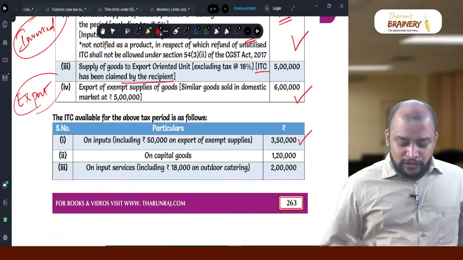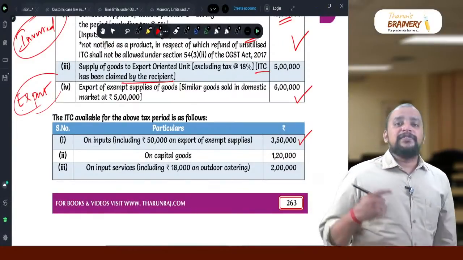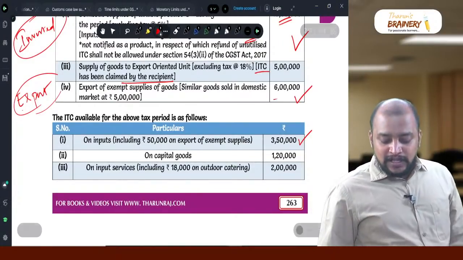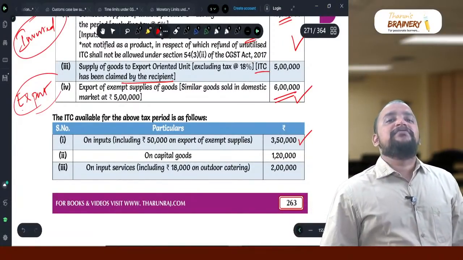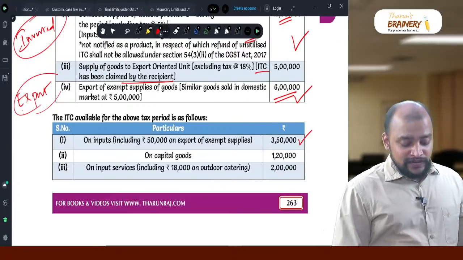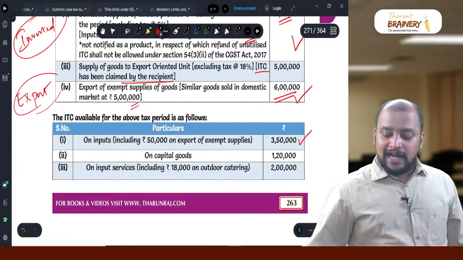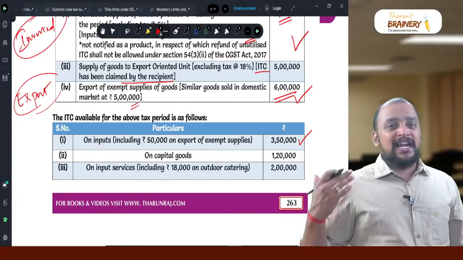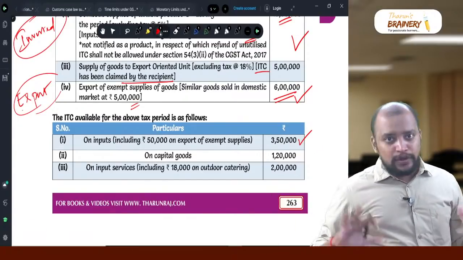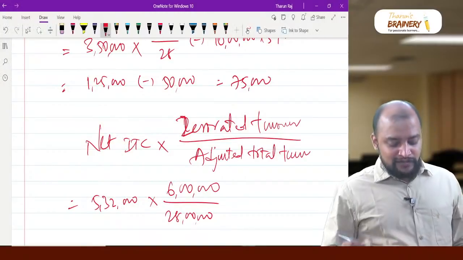Okay, and when you take this 6 lakhs, remember, we have a comparison. This 6 lakhs will be subject to a maximum of 1.5 times of the domestic turnover. What is 1.5 times of the domestic turnover? 5 lakhs into 1.5 will be 7 lakh 50, or 6 lakhs, whichever is lower only will be taken. So that is correct, what we have taken.